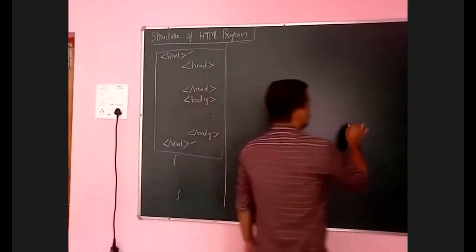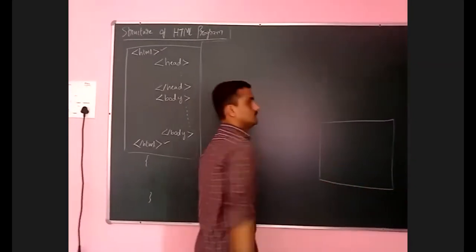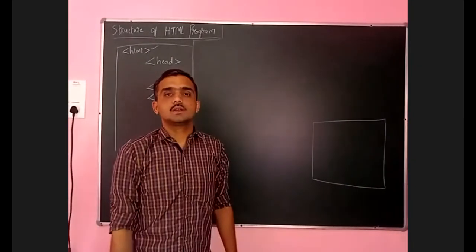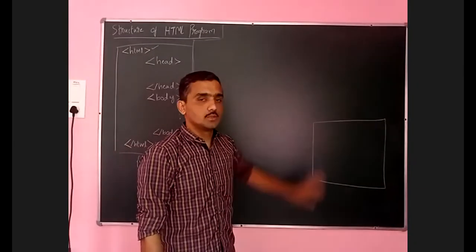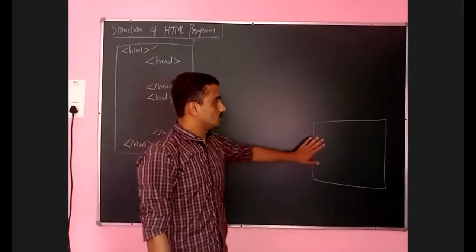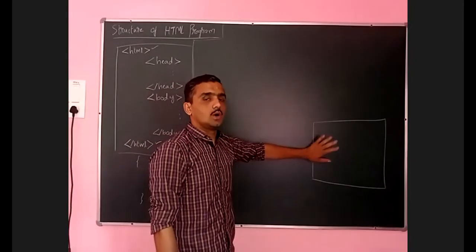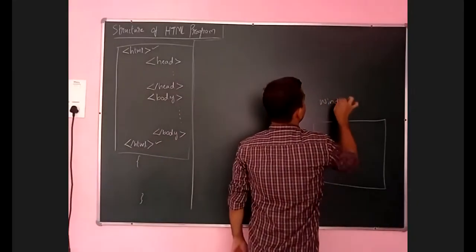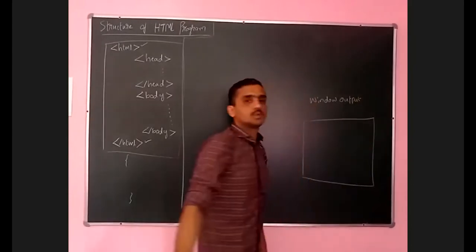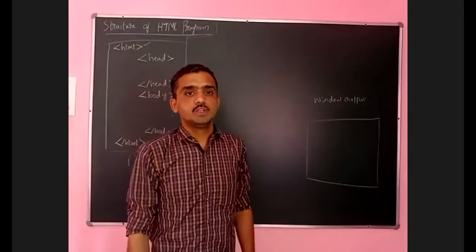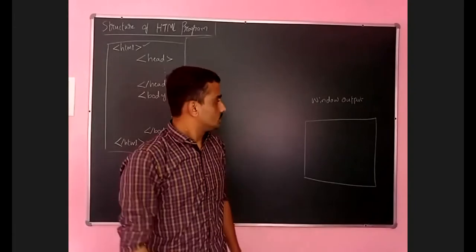When we consider the web browser, say Internet Explorer or Firefox, whatever you look at on the browser when you open it is called output. These types of outputs are called window output. In output we have two types: console output and window output. When you open MS Word or MS Excel, those are window output programs.